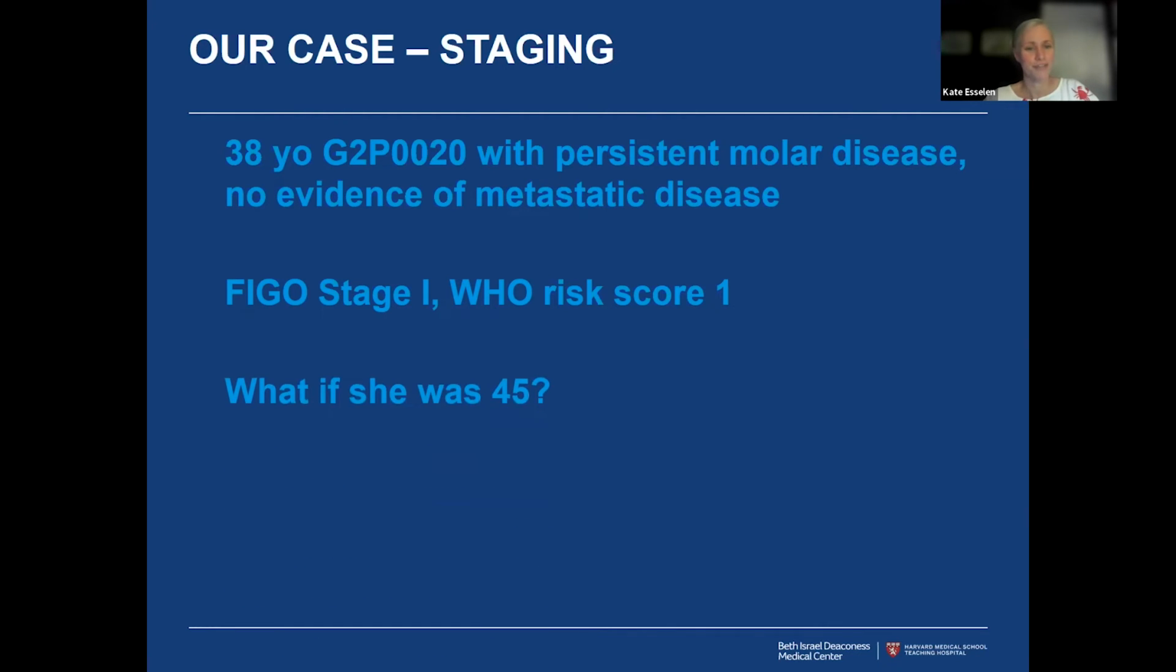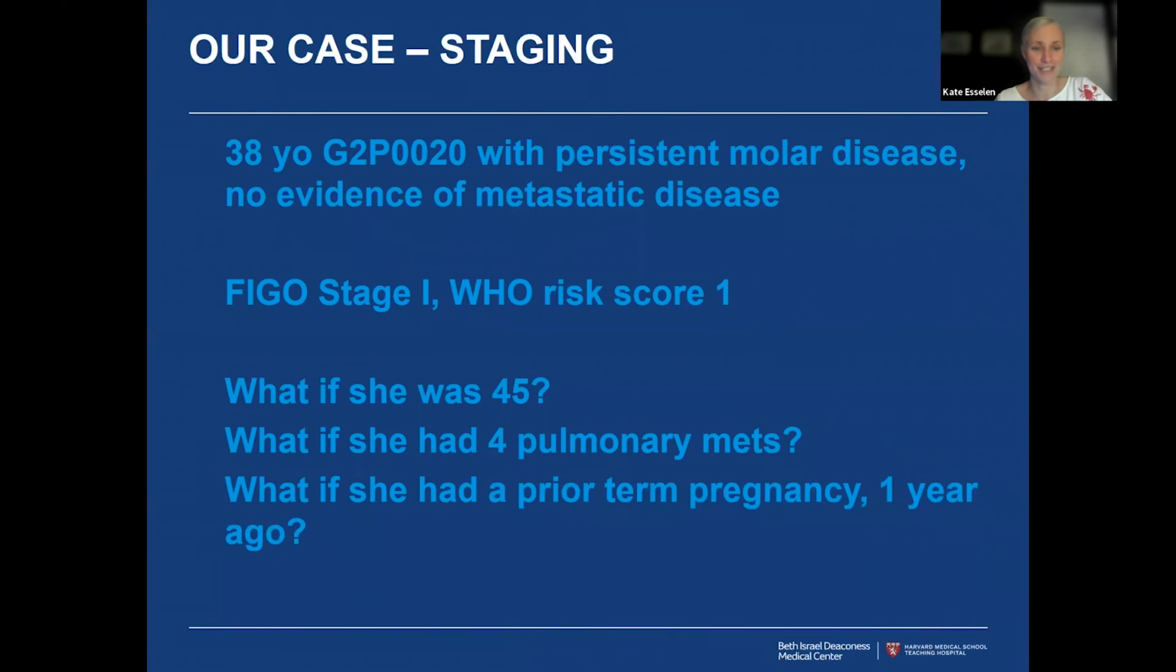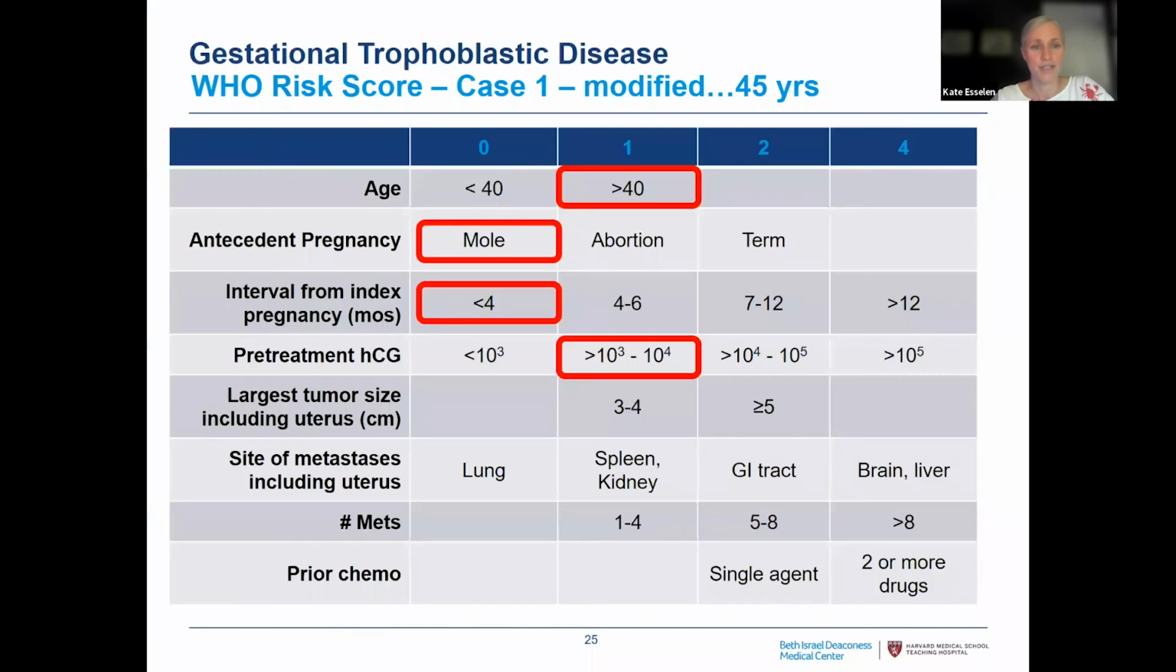But then, just for fun, let's redo her risk score just to see how it moves around with some other potential findings. So now let's change her age to 45, or maybe give her a few pulmonary metastases, or change her prior pregnancy and timing from prior pregnancy. So with that first case, if we bumped her age up to 45, well, now she has a risk score of 2. So not significantly increased, but it shows you the importance of age, again, in the risk score.